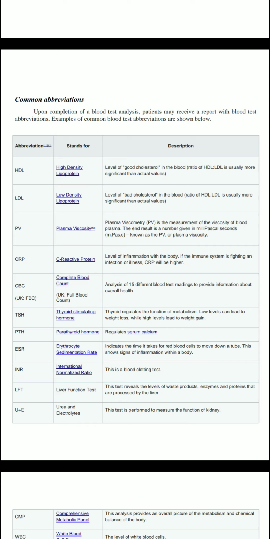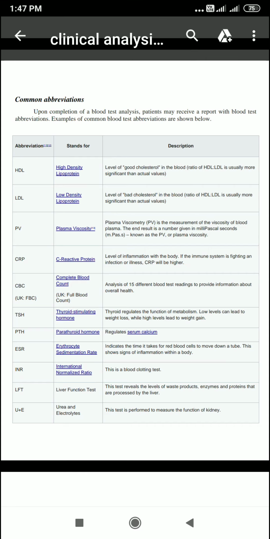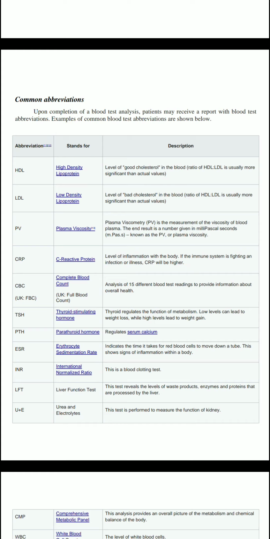First of all, the HDL is high density lipoprotein, that is a level of good cholesterol in the blood. Ratio of HDL to LDL is usually more significant than the actual values. The second one is LDL, that is low density lipoprotein, and it is the level of bad cholesterol in the blood, that is ratio of HDL to LDL is usually more significant than actual values.